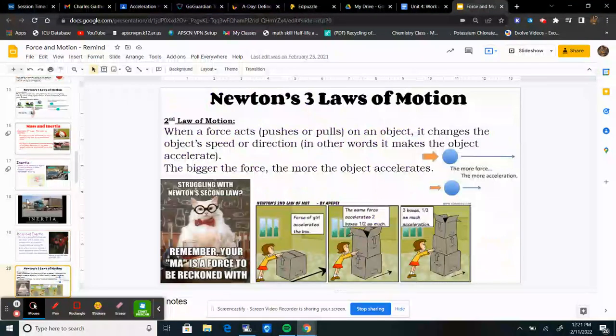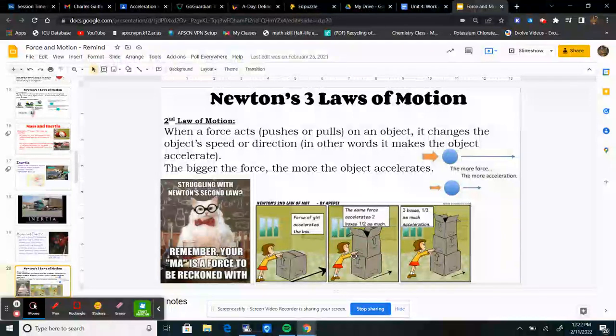All right, let's look at Newton's second law. When a force acts, pushes, or pulls on an object, it changes the object's speed or direction. In other words, it makes an object accelerate. The bigger the force, the more the object accelerates. So, breaking this one down, you have your little girl here at the bottom. She is pushing a box, and it's going to accelerate across the floor.